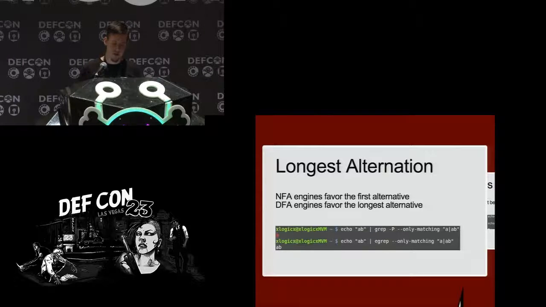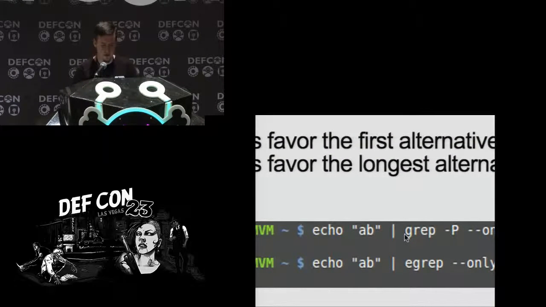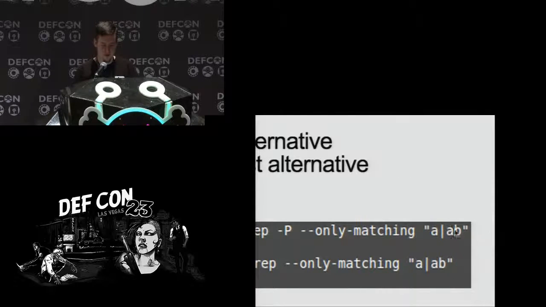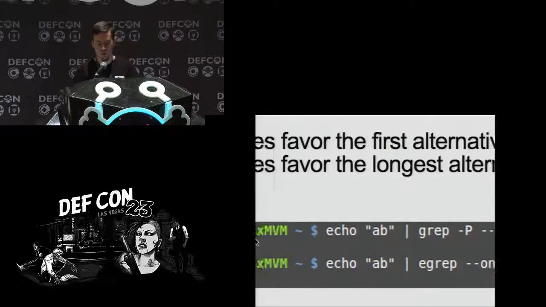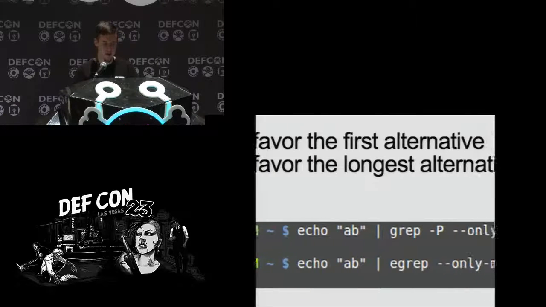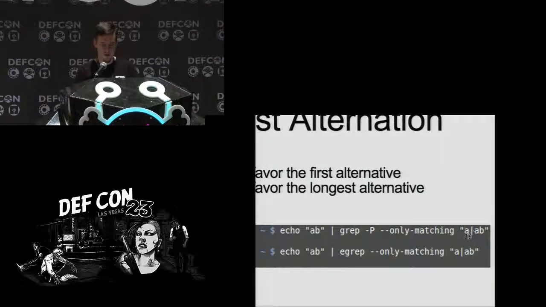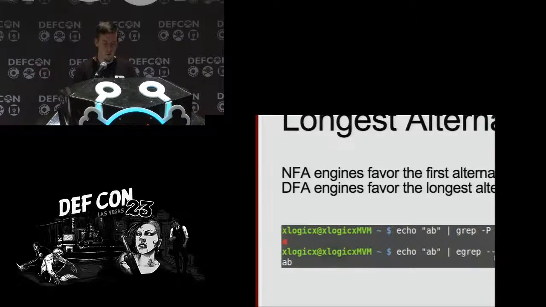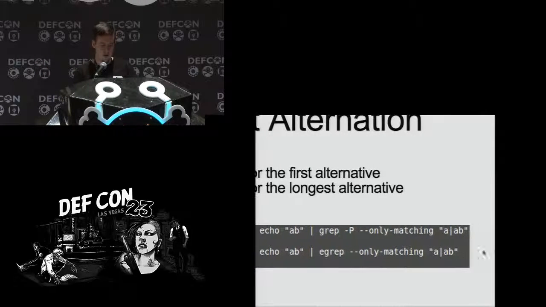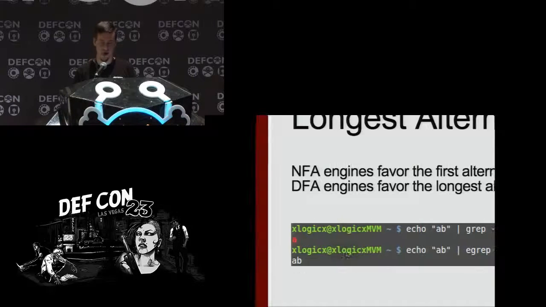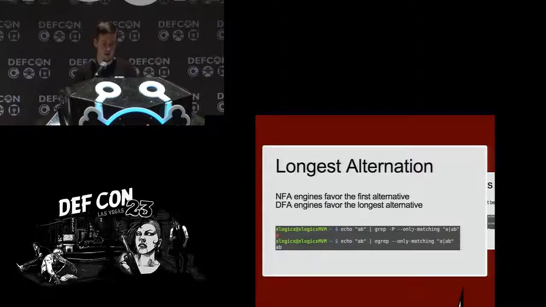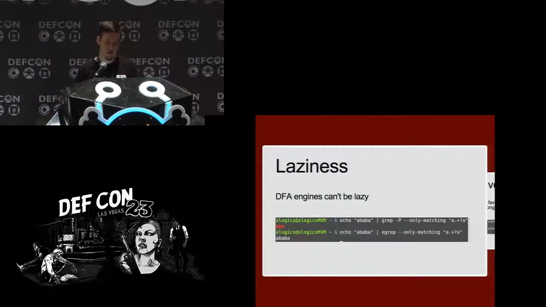So the longest alternation thing, the NFA, which is the first example here, and I'll zoom in. The sample string I'm echoing out is AB, and the grep or the search that I'm doing is A or AB. And the match that we get is just A. So really what's happening is we're picking the first thing that we see that matches the string, and the first thing we see is just the A, and now we're done. We know it matches. We don't try to get any more than that. On the other hand, with the DFA, we do AB, it grabs the largest thing. It actually matches AB, the full AB. So there's actually a difference in what it matches.